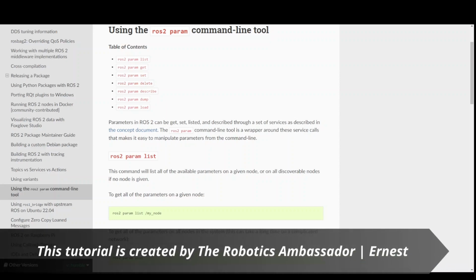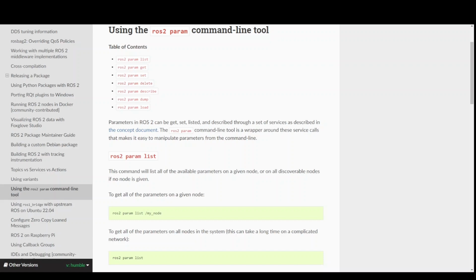Did you know that parameters in ROS2 can be get, set, listed, and described through a set of services for nodes that are already running? In fact, the well-known and convenient ROS2 param command line tool is a wrapper around these service calls that makes it easy to manipulate parameters from the command line.